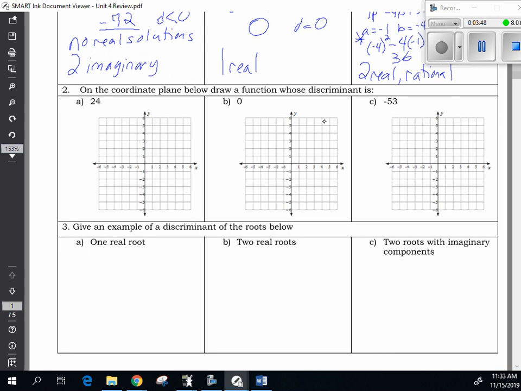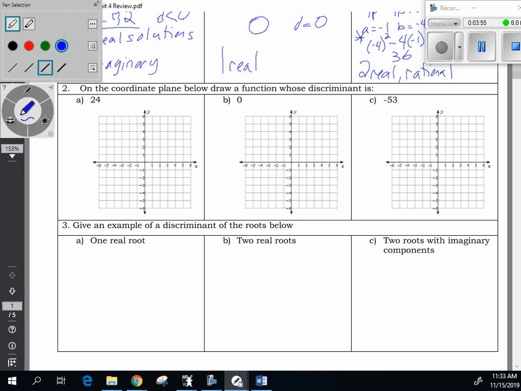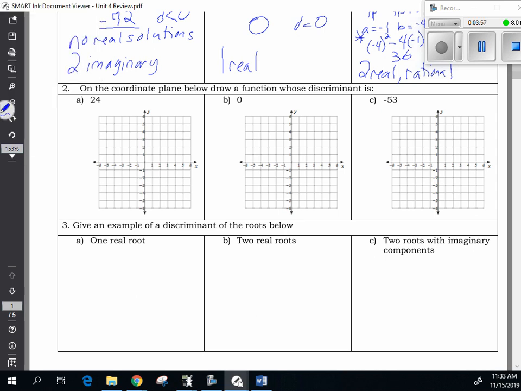On the coordinate plane below, draw a function whose discriminant is 24. So if the discriminant is 24, that means that you have 2 real solutions, which means you have 2 x-intercepts. Okay, so you just draw a graph. It could be concave up, it could be concave down. You just need to make sure that it intersects the axis in 2 points. Okay, so there's a lot of different answers that are correct with this.